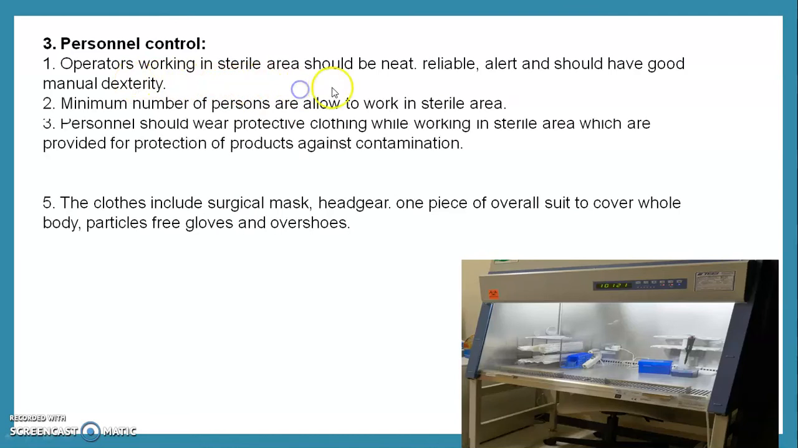Then we move toward personnel control. Operators working in the sterile area should be neat, reliable, alert, and should have good manual dexterity. A minimum number of persons are allowed to work in a sterile area. Personnel should wear protective clothing while working in a sterile area, which protects the products against contamination. The clothing includes a surgical mask, headgear, a one-piece overall suit to cover the whole body, particle-free gloves and overshoes.